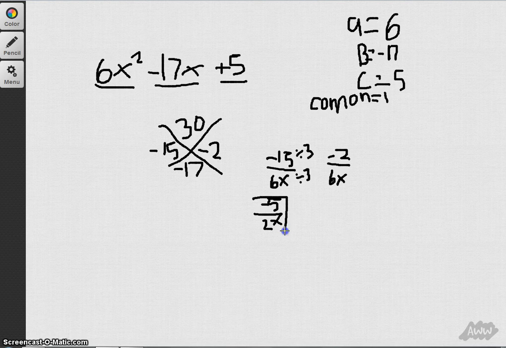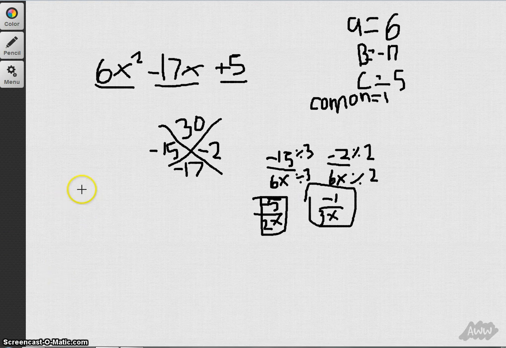So then this is one answer. Now for this one, you could reduce it by 2. So then that would be negative 1 over 3x. So then that's your answer.